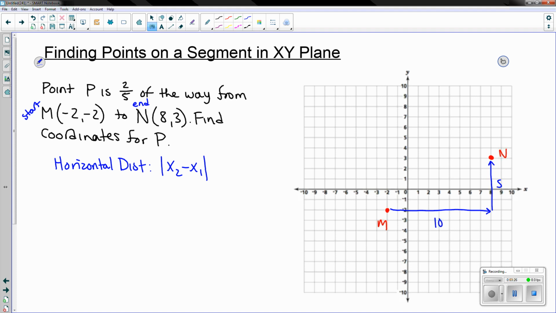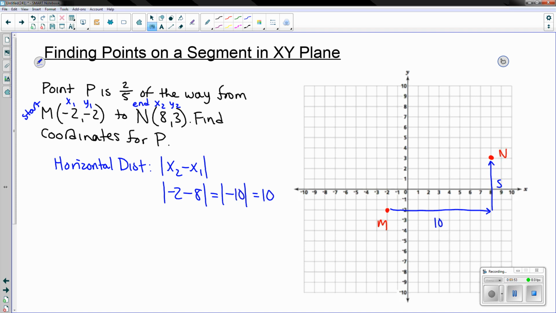So what we're going to do, looking at M and N, I can label these as x1, y1, x2, y2, and again, that absolute value, once we introduce that, we don't have to worry about which one comes first. We can do 8 minus -2 or -2 minus 8. We'll get the same thing because we get absolute value of -10, which is 10. So there's the algebraic way to calculate that.